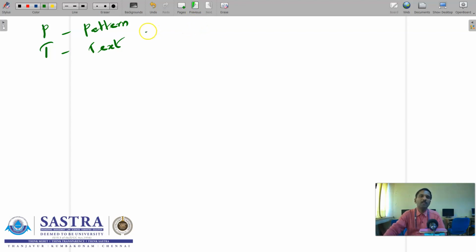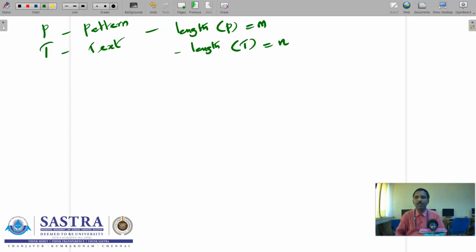Assuming that the length of the pattern is M and the length of the text T is N, we need to find the number of comparisons performed in the worst case to check if the pattern P is available in the text T.